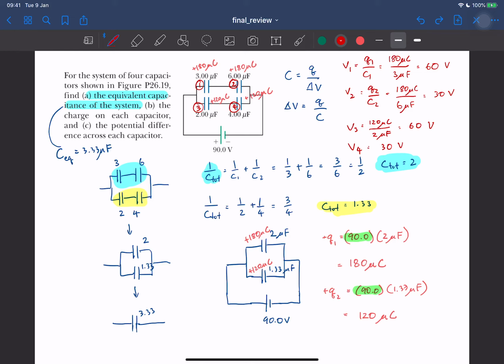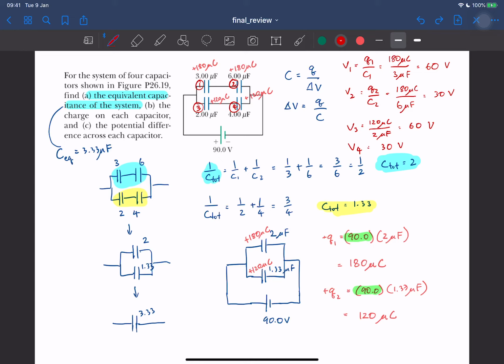But again, let me remind you the important point. Of course, you need to know this formula because that's the definition of the capacitor. And when you have capacitors in series, you need to add them like this. This is also here, right? And once you have them in parallel, then you can just add them up. So it's 2 plus 1.33 becomes 3.33, right?